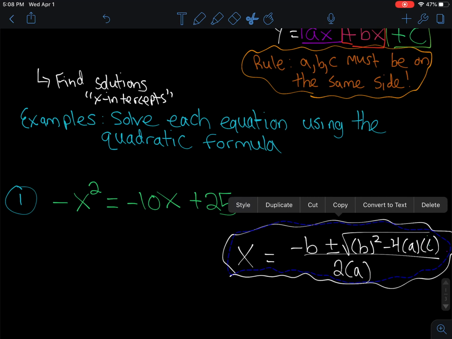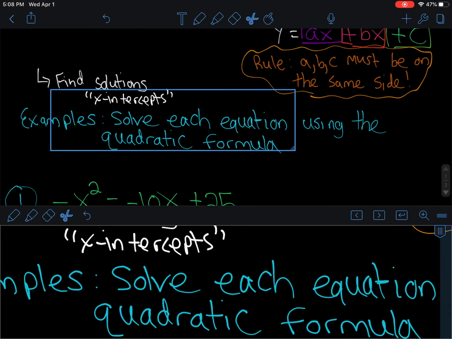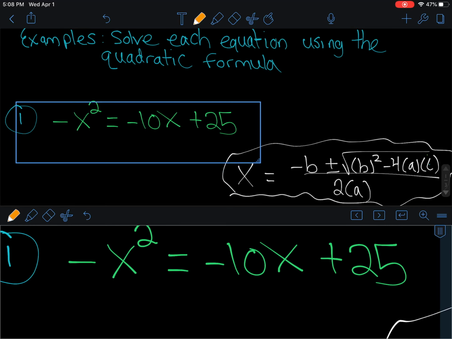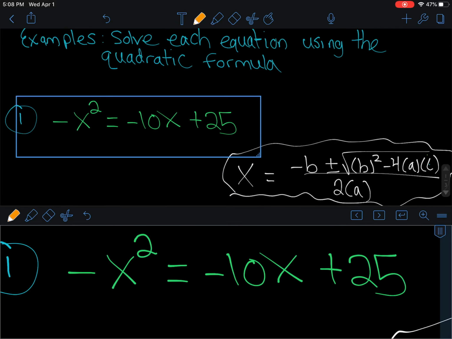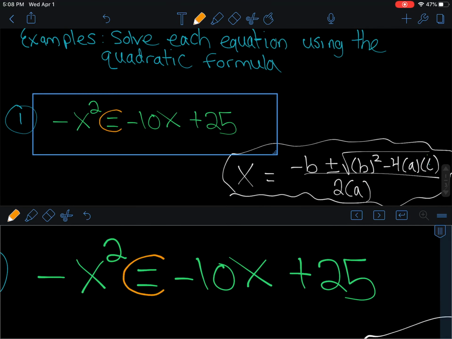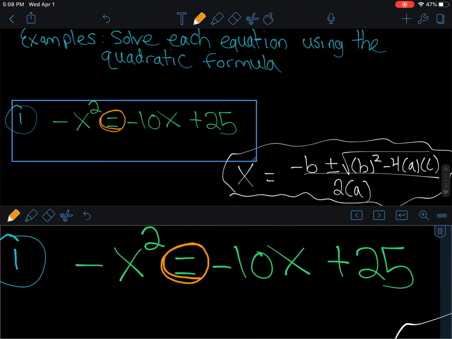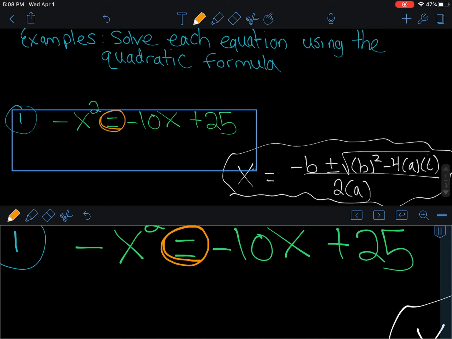Again, this is the quadratic formula. This is what I'm following. But remember this rule: a, b, and c must be on the same side. If you look here, a, b, and c are not on the same side of the equal sign. Since there's more stuff to the right, I'm going to move this to the right. And when you move a term to the right, remember you have to do the opposite of it. So the negative x squared would be plus x squared.